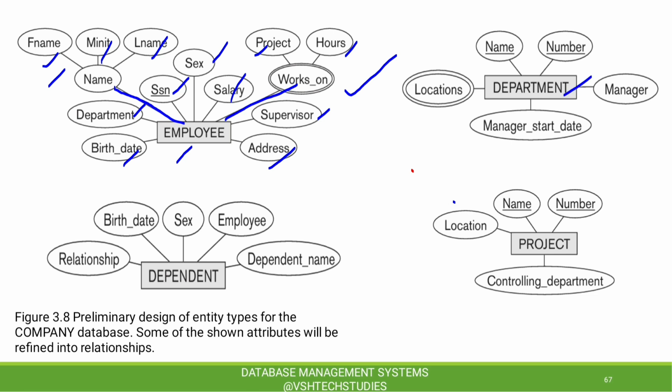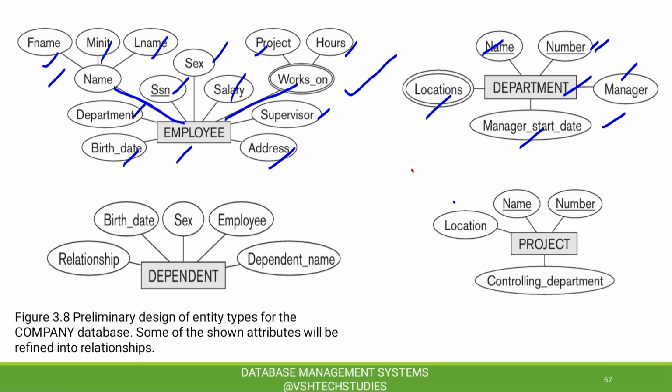Next, similarly, the department entity with attributes. So department, who is the manager, then when he started working as manager. Here the name attribute, that is the department name, is underlined because it is the key attribute. That means no two departments in a company can have the same name. They will have unique values. Hence name is the key attribute. Similarly, a department is given a unique number. No two departments can have the same number. Hence number is also the key attribute.